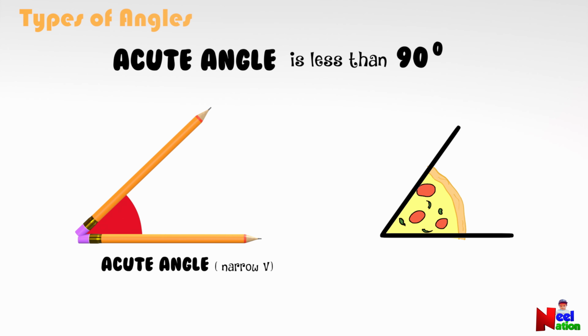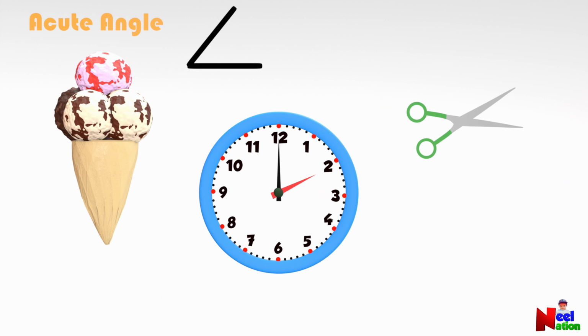Other examples of acute angles are the tip of an ice cream cone. The hands of a clock showing 2 o'clock is less than 90 degrees. Scissors. When the blades are just a little bit open, the space between them is small.